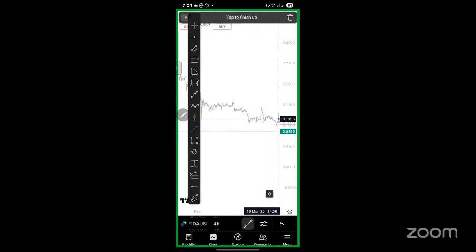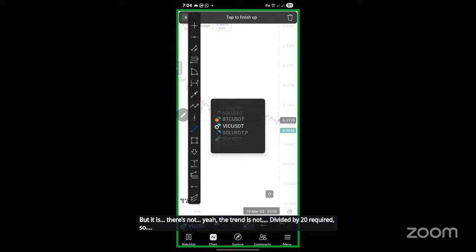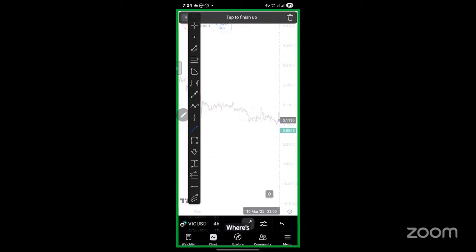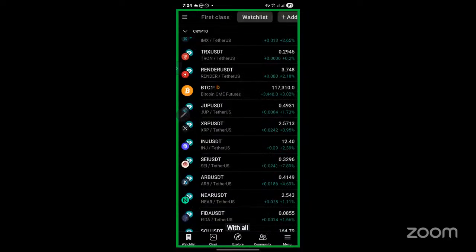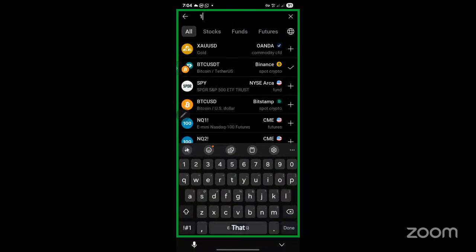This is a trend line. But the trend is not the variable trend. Let me look at it. Which coin has a nice trend? 1,000 sats to the downward side. 1,000 sats has a nice trend.